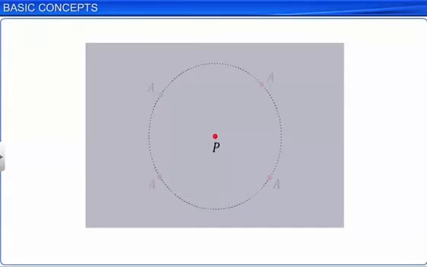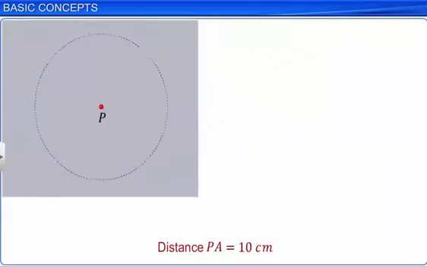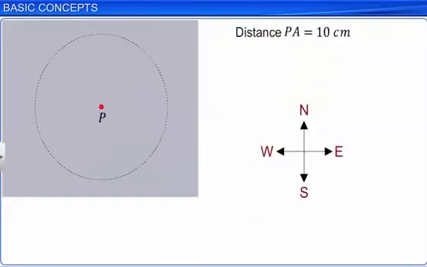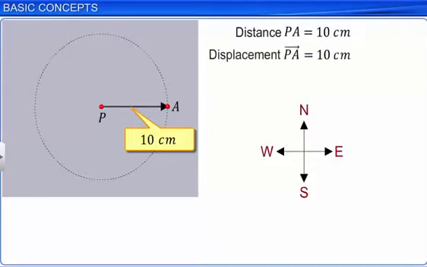We say that distance PA is 10 centimeters. Now, suppose you have to mark point A such that its distance is 10 centimeters from P in the east direction. What will be the possible location of point A? Here, the shift in position from point P to point A has a fixed magnitude equal to a distance of 10 centimeters as well as a fixed direction. In this case, we say that displacement PA is 10 centimeters in the east direction.